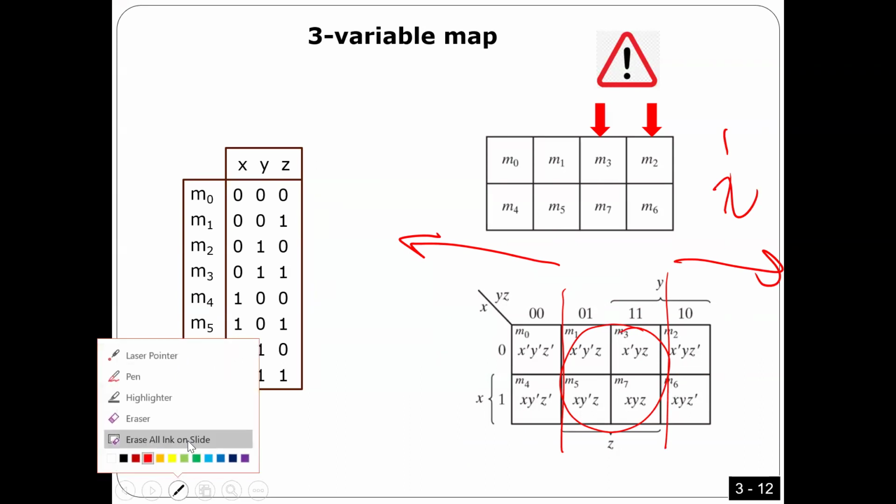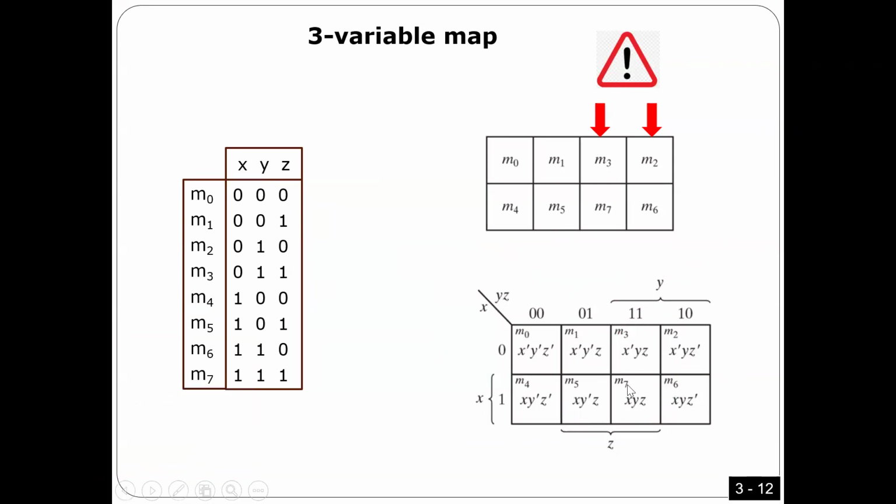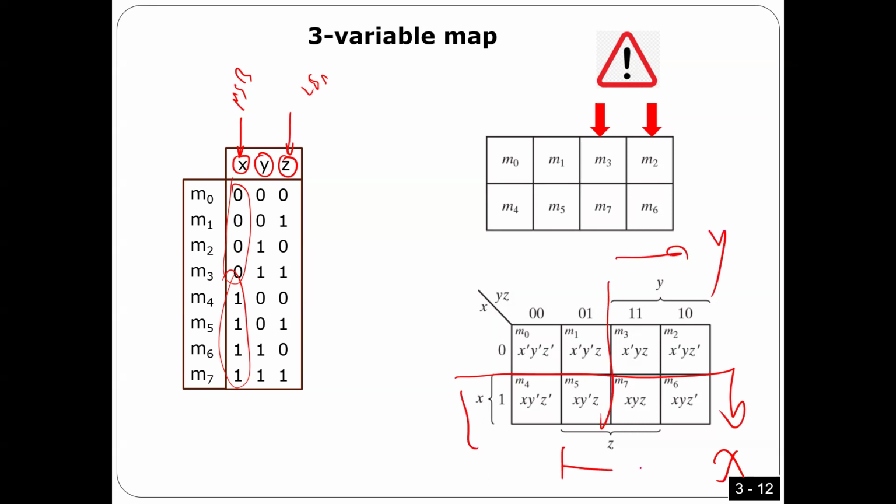Very, very important thing, be careful here, guys. Here I'm defining x, y, z, and x is the most significant bit, z is the least significant bit. So at x, you have 0, 0, 0, 1, 1, 1. If this is the case, this should be x, this should be y, and this should be z.